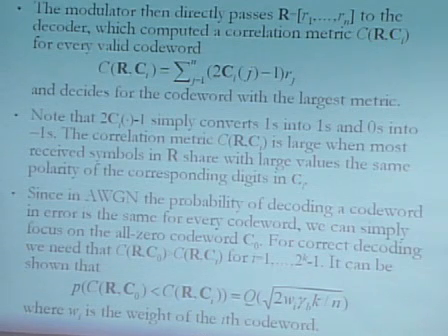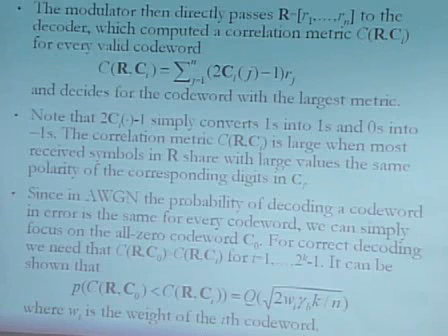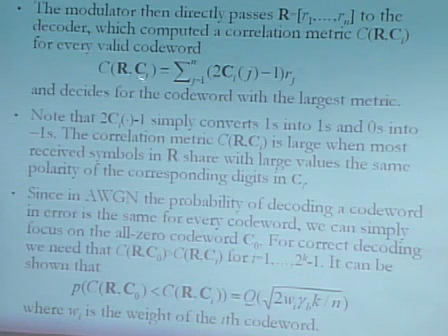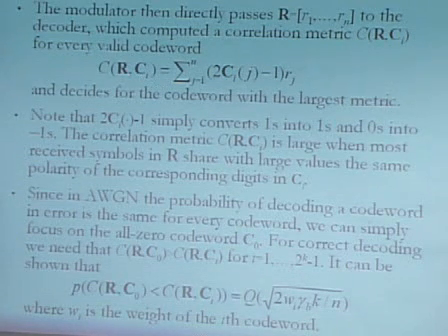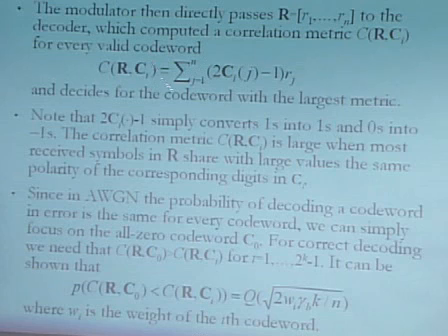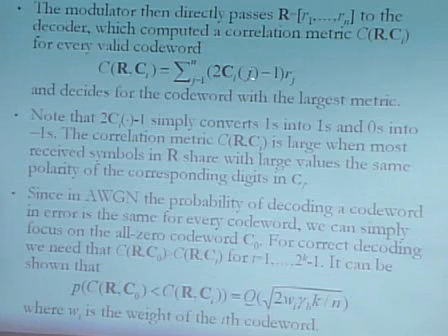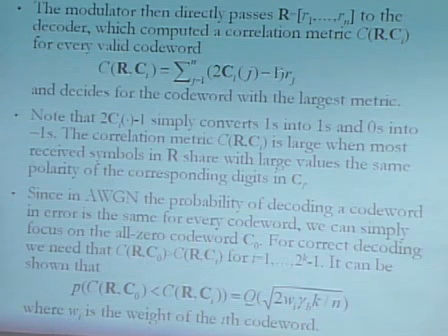I'm going to call it C, and careful here, this is not capacity, it's the same C, but it means correlation here. So the correlation between the received vector R and a particular code word i is this summation over all the bits in the code word, all the symbols, of this product: 2 C_i of j minus 1, where this is the ith code word, the jth position in that code word, times R sub j. What does this mean?